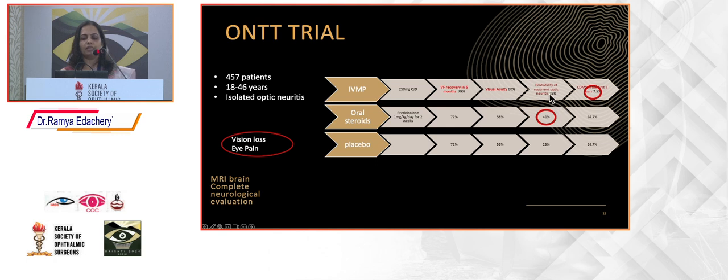But what you should know is the probability of recurrence of optic neuritis is maximum with oral steroids. And the clinically defined MS in the first 2 years is minimal with IVMP. So that is why you should treat with IVMP, because it will not affect your vision as such.